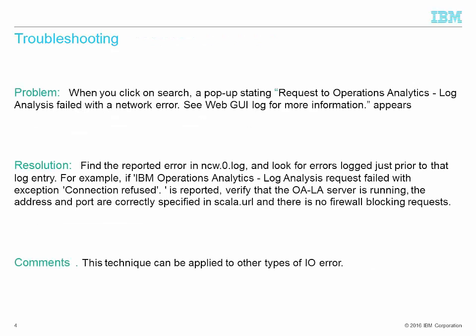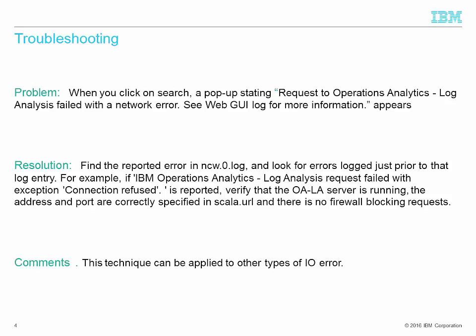So on to some specific troubleshooting problems. Problem: you click on a search, and you get a pop-up stating request to operations analytics log analysis failed with a network error. See web GUI log for more information. To diagnose this, find the reported error from the pop-up in ncw.log and look for errors logged prior to that log entry. For example, if you see an error saying request failed with connection refused, this is an I/O problem connecting to the remote server.